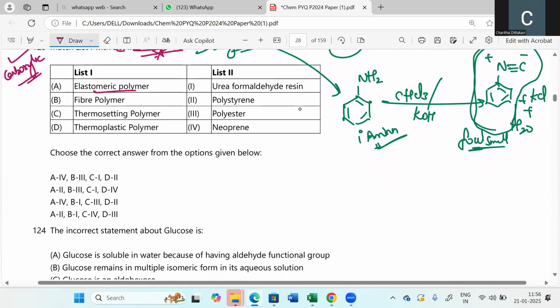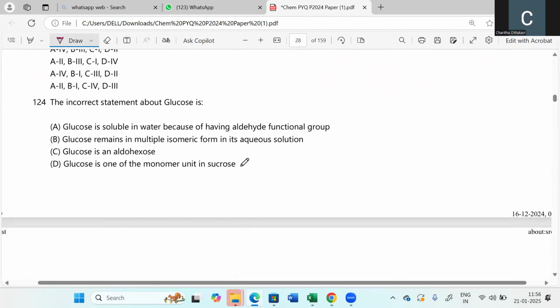Elastomeric polymer is neoprene. This is from the polymers chapter, but it is still asked, so please do not ignore the polymers chapter as well. Then the fiber polymer is polyester. Then the thermosetting polymer is urea formaldehyde resin. And then the thermoplastic polymer is polystyrene. So these are fact-based questions only. You can just read this.